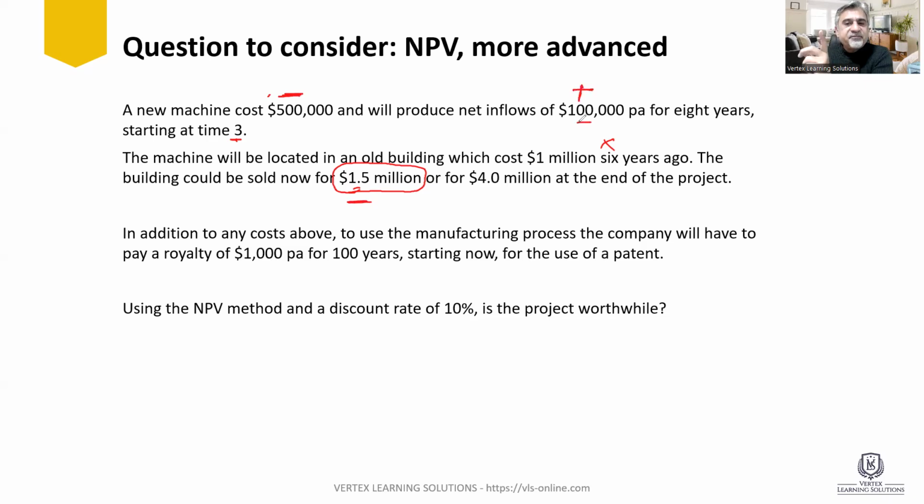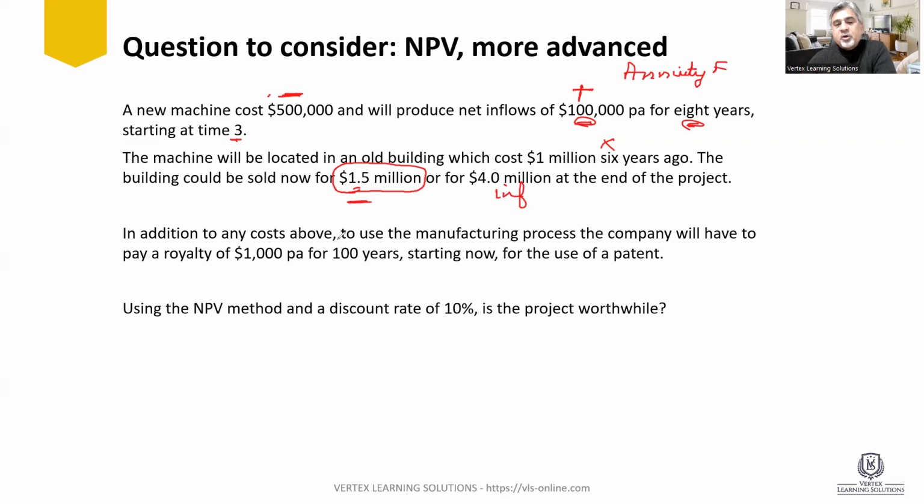And because it is a fixed amount for 8 years, I will treat these two numbers as an annuity. That will make my calculations easy. You remember annuities you have already studied. So you've got a $100,000 annuity for 8 years. I will multiply the annuity factor with 100K. 4 million will be my cash inflow, because at the end of the project, I'm going to sell this building for 4 million.